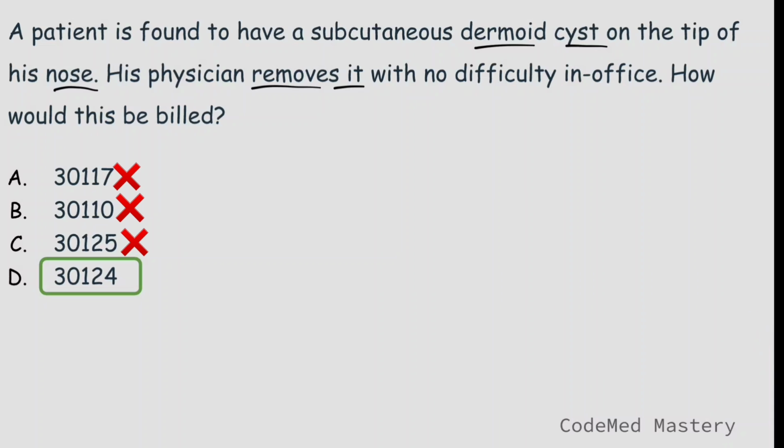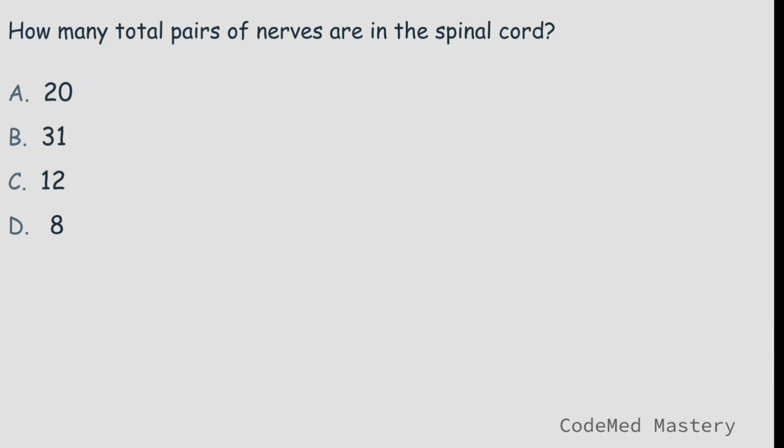The trick to solve questions faster in your exam is that first you have to look at the options and later read the procedure and highlight the main terms. You will reach the right answer without wasting much time. Read the question. How many total pairs of nerves are in the spinal cord? Option A 20, option B 31, option C 12, option D 8. So the right answer is option B 31. How is it 31?